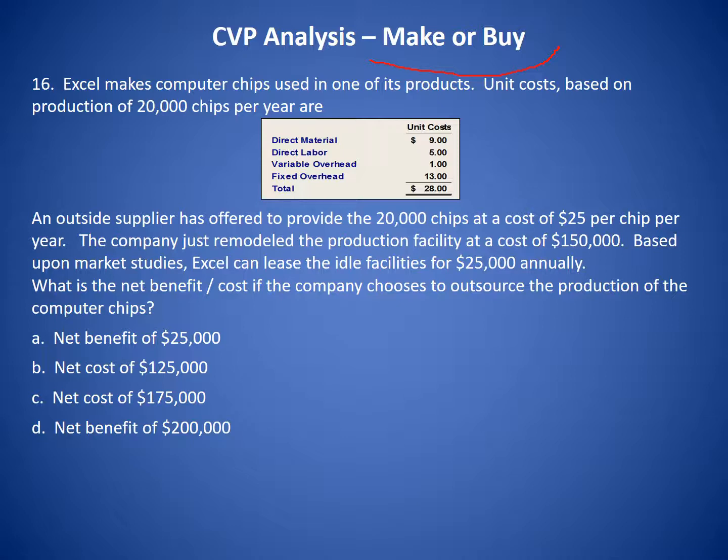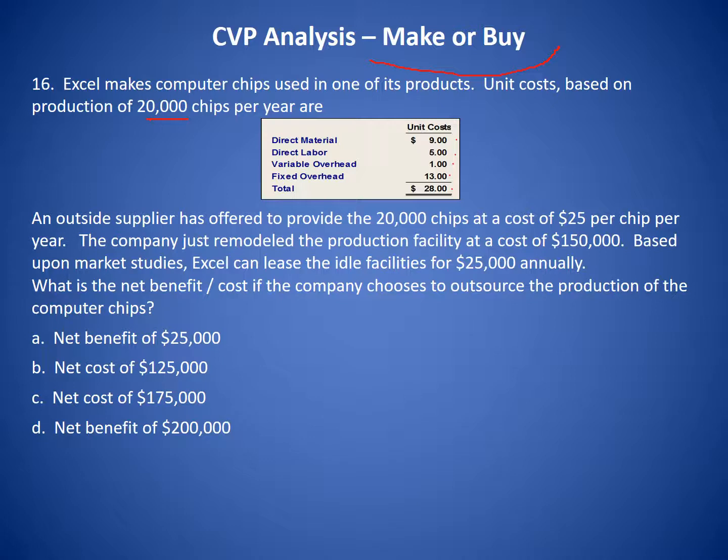Unit costs for the computer chip based upon production of 20,000 chips per year are, and we have our unit cost at 20,000: direct materials of $9, direct labor of $5 per unit, variable overhead at $1 per unit, and fixed overhead at $13 a unit. That makes our total unit cost at a volume of 20,000 chips $28. It costs $28 to make a chip.